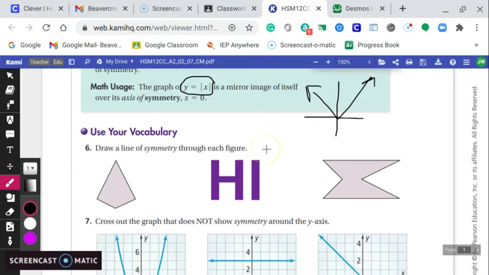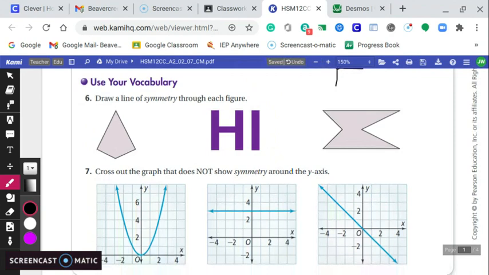Any questions? Okay. Now we're going to do some symmetry line drawing through all these shapes. So where's a line of symmetry, which means right in the middle of it. My lines are terrible with this program, I apologize. This one right down the middle. This one again, the line of symmetry is right down the middle. Cuts it right in half.